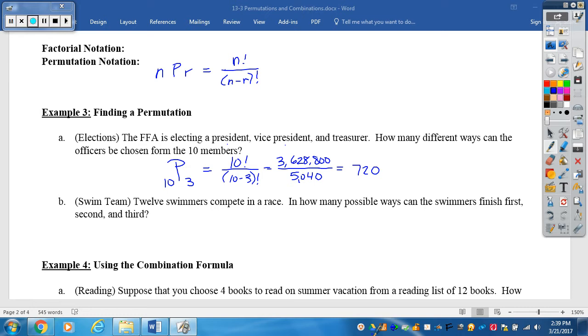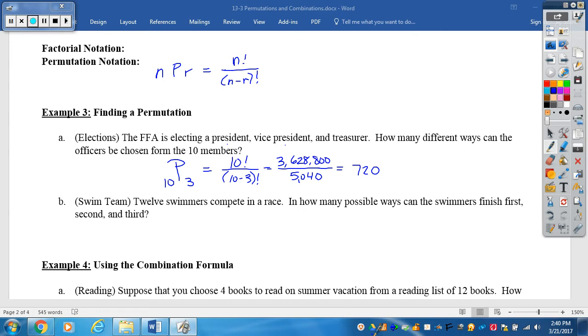Letter B, 12 swimmers compete in a race. How many possible ways can the swimmers finish first, second, and third? Okay. Now, if a swimmer finishes first, can they finish second? No. If a swimmer finishes second, can they finish third? No. And so order does matter here.